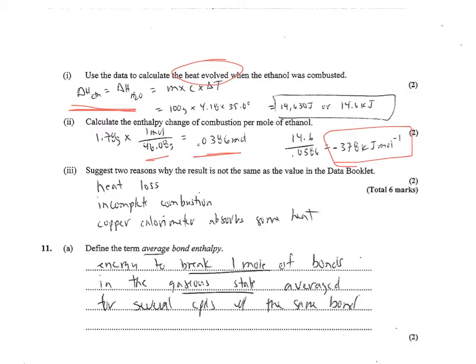Number 11, define the term average bond enthalpy. So there's really three things here. First of all, and it was worth 2 marks.